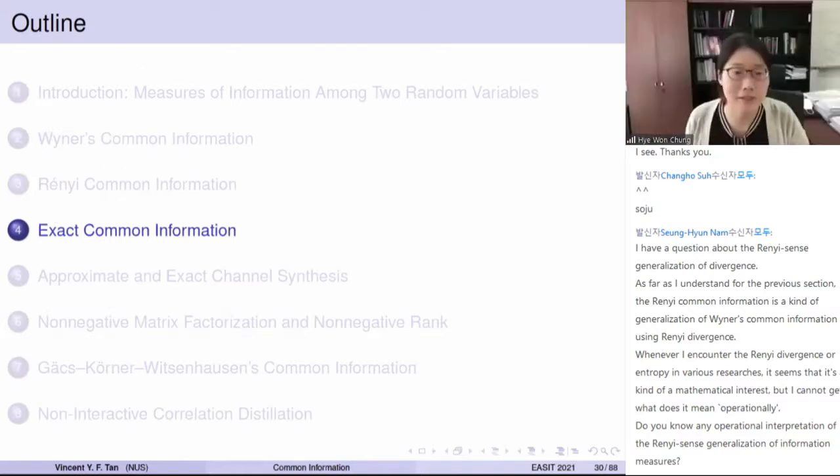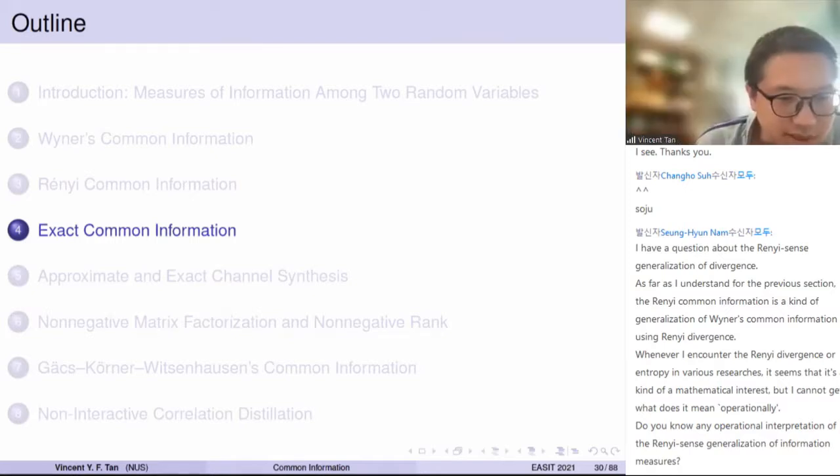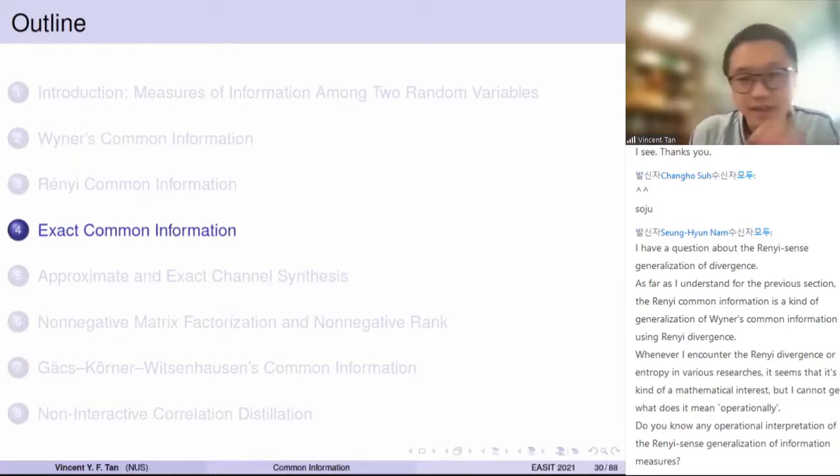There is one question in the chat. I have a question concerning the really common information of general order. As far as I understand from the previous section, it is a generalization, but it seems kind of mathematical, and I cannot get what it means operationally. Yes, that is the perfect question.